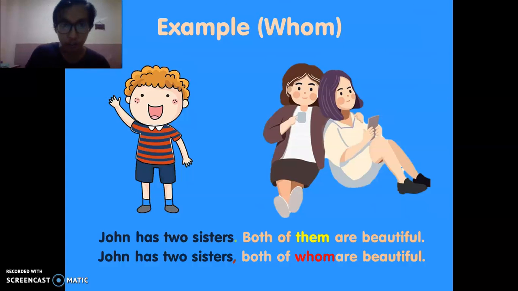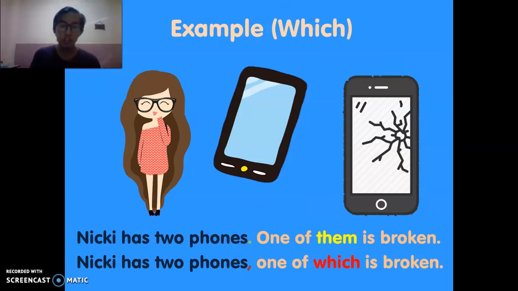Let's go to the second example. So this is the example of which. We use this for things. It's not really different from the previous example, in which we still use the comma, and we've still got two sentences. And then the only difference here is the pronoun. One of them is broken.